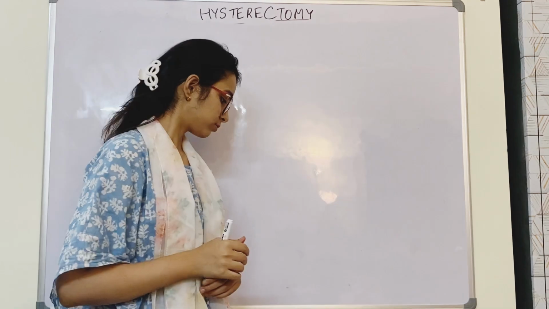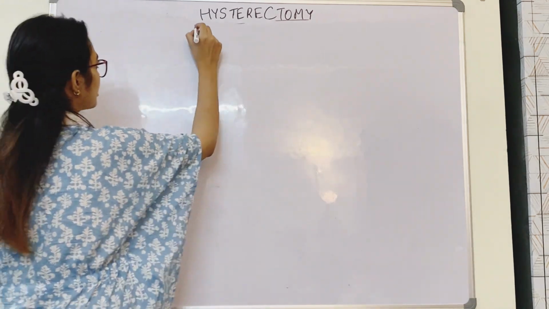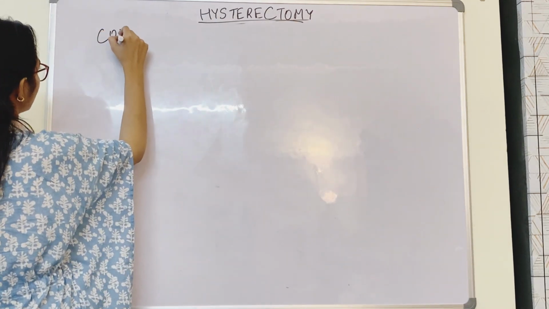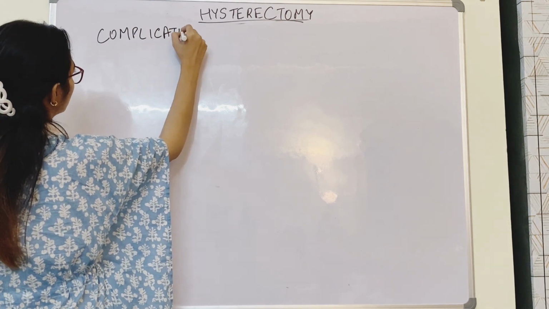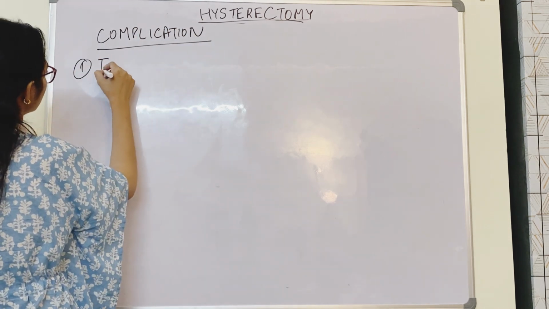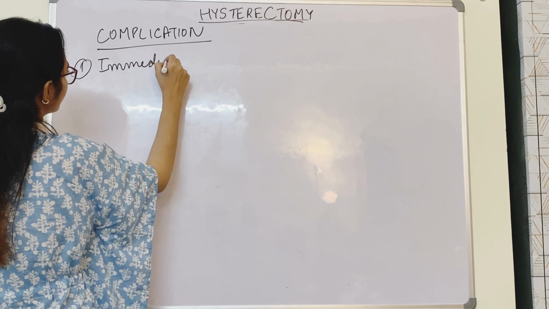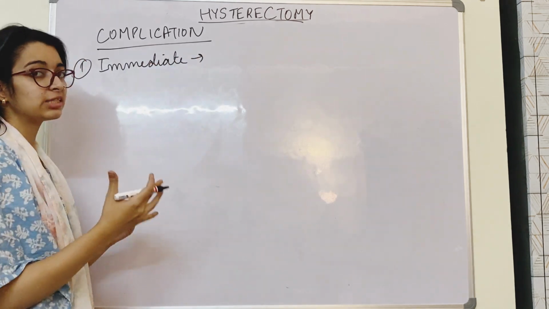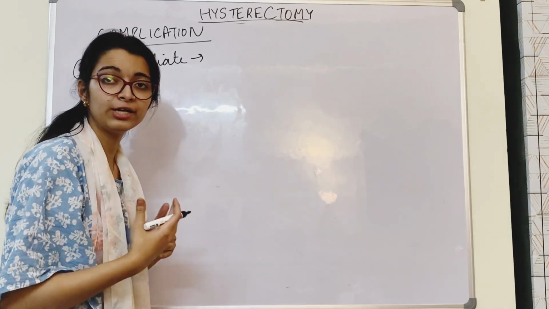Now let's discuss the complications that happen just after hysterectomy. Complications. So what could be the immediate complications? The patient can suffer from hemorrhage or internal bleeding of the bladder.